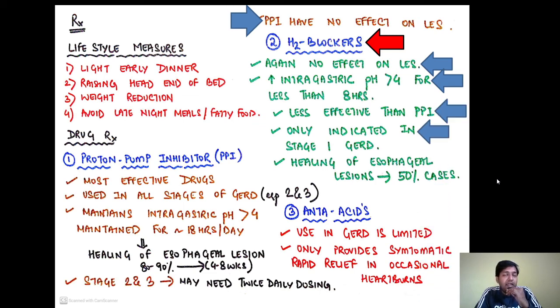They are only indicated in stage 1 GERD, okay, when the patient only occasionally has symptoms, and healing of the esophageal lesion is just in 50% of the cases. Okay, now the third group of drug is antacids.